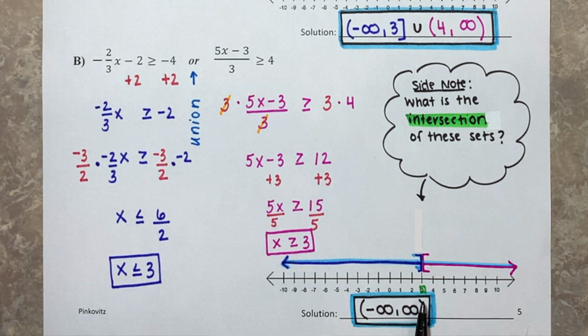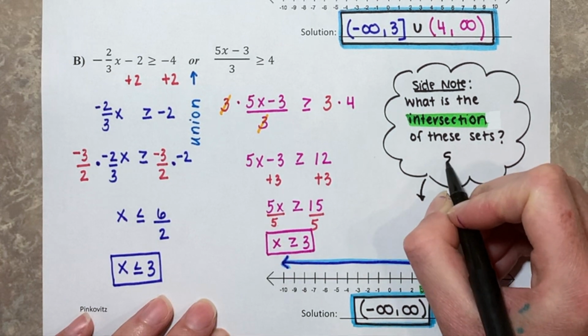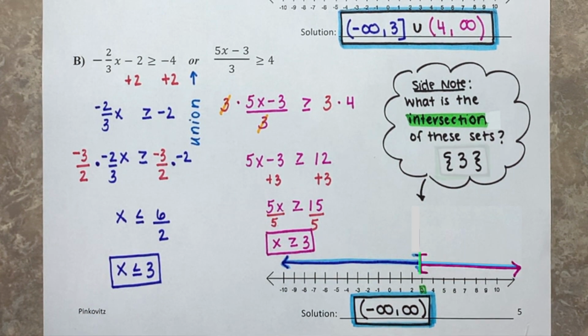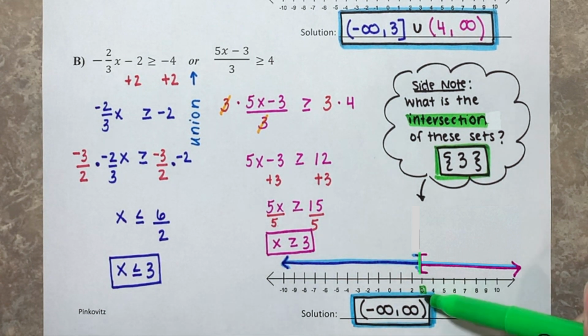For our final answer, we only use interval notation if there are infinitely many numbers in our solution. If there's only one number in our solution, instead of using interval notation, we just draw these curly brackets and insert that one number inside those brackets. So the intersection of these two sets is only one number, which is 3.